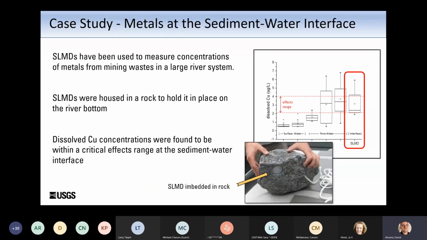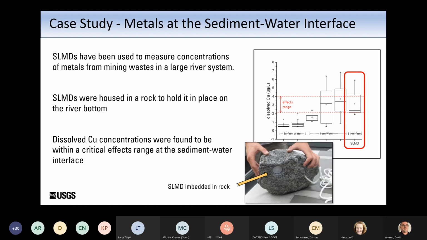The last case study I want to show here is looking at metals. In this case study, metals were sampled using the SLMD to measure concentrations in a large river system that received mining waste. In this example, as you can see in the lower picture, the SLMD was embedded in a rock, which then was lowered to the bed sediment.